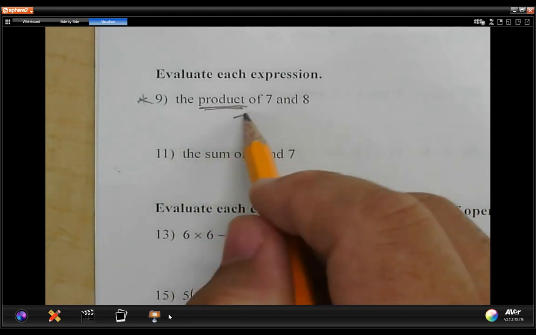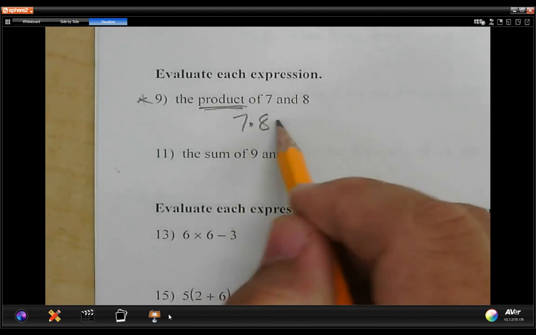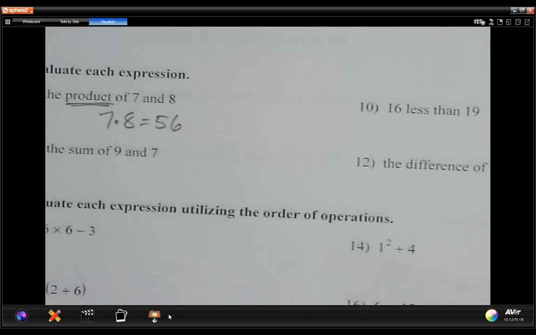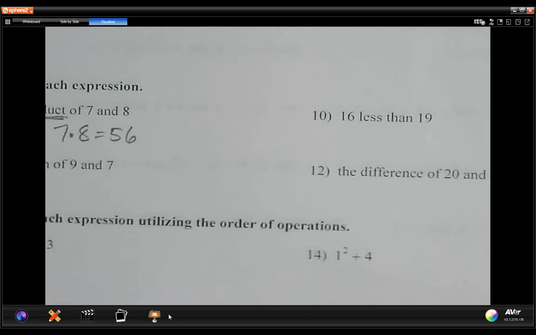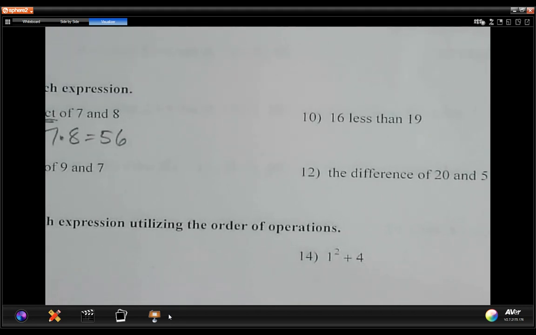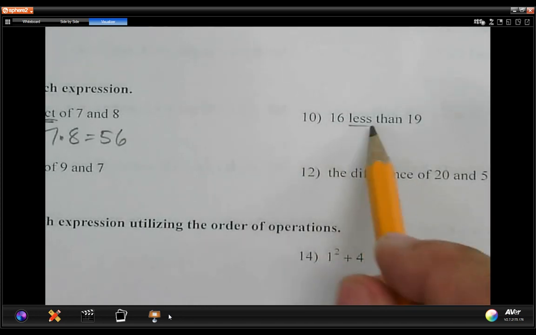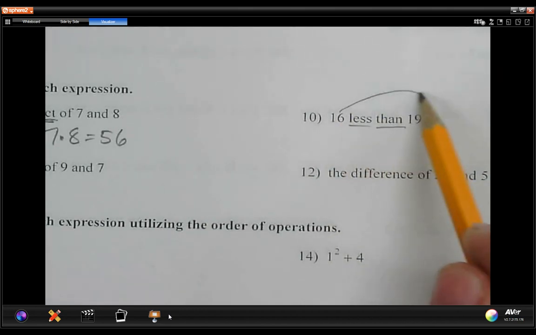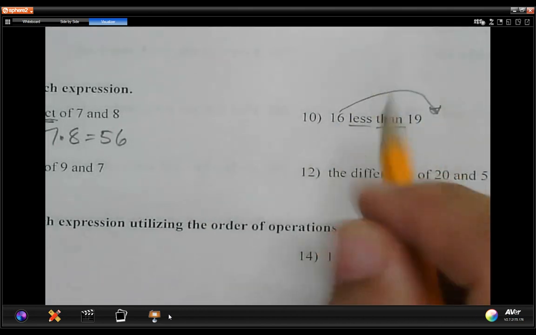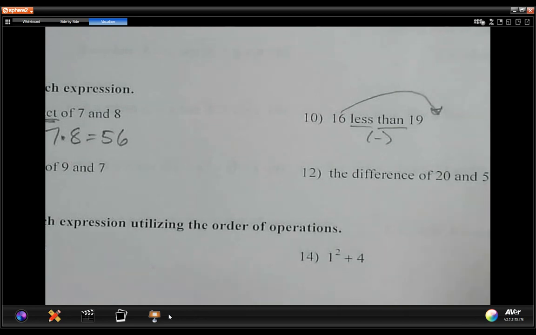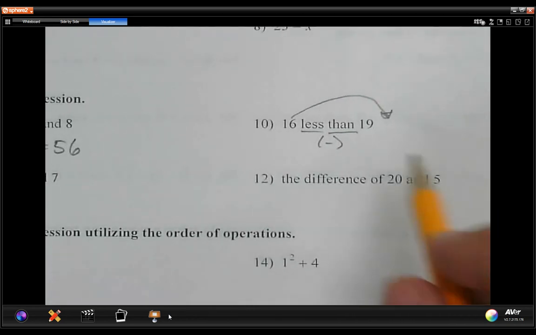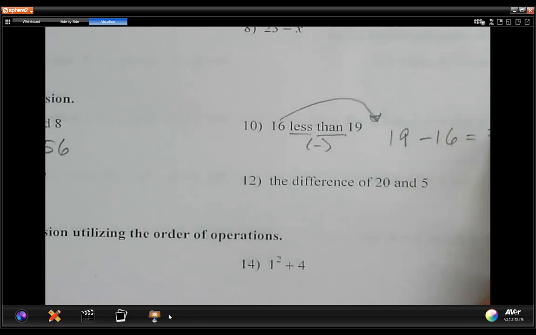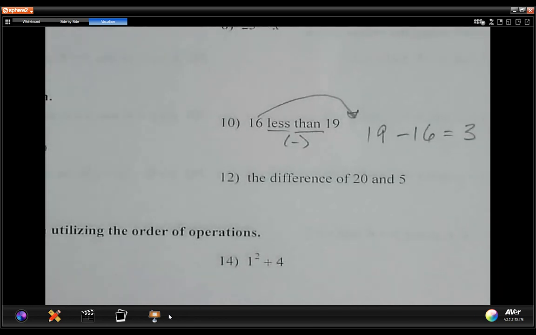So really what I have is 7 times 8, which equals 56. Okay, again, here's this less than part. So it's asking us to evaluate 16 less than 19. Good example right here. If I see less than, I know that I'm going to move this 16 over here to this side, and less than we know is subtraction. So my actual problem is 19 minus 16, which just happens to equal 3.